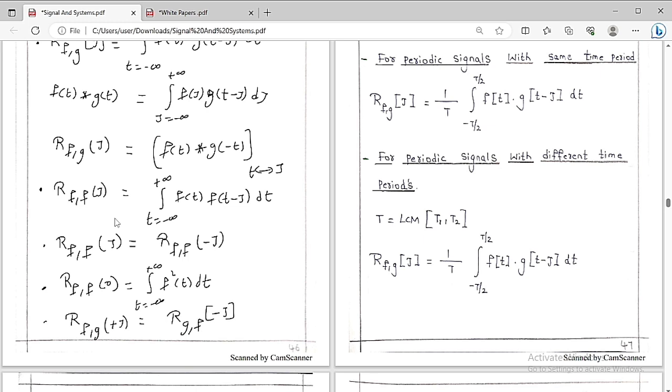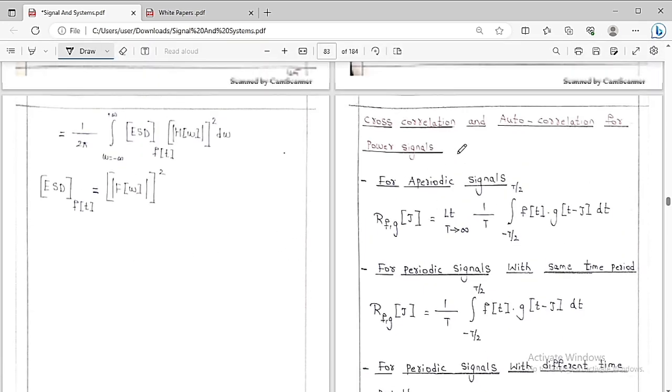And I have already told you the different ways of writing the expression of the energy in different formats. What are the different formats of energy? I have already told you E is equal to integration from t equal to minus infinity to plus infinity of mod of f of t whole square dt, or 1 by 2 pi integration from omega equal to minus infinity to plus infinity of mod of F of omega whole square d omega, or you can say R f f of 0, the autocorrelation at tau equal to 0. So these are the different ways I already told you. And one more thing: the energy spectral density of f of t is nothing but mod of F of omega whole square. So these things you always have to keep in mind.